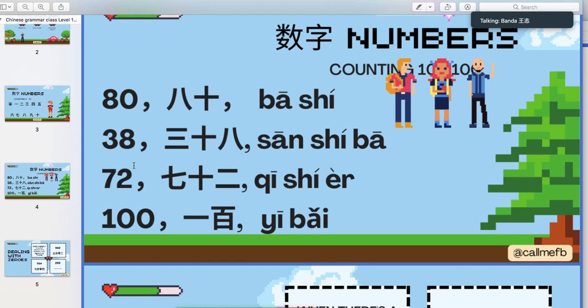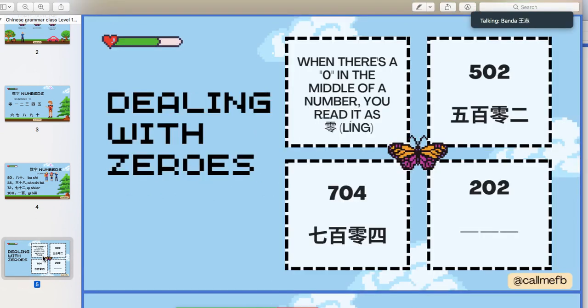Okay, so this was just to get the numbers out of the way. As we mentioned earlier, what you're already familiar with, we don't want to do much on. So those are the numbers. We will just continue adding on to these as we go further, right? Now let's look at the numbers that have zeros in between.